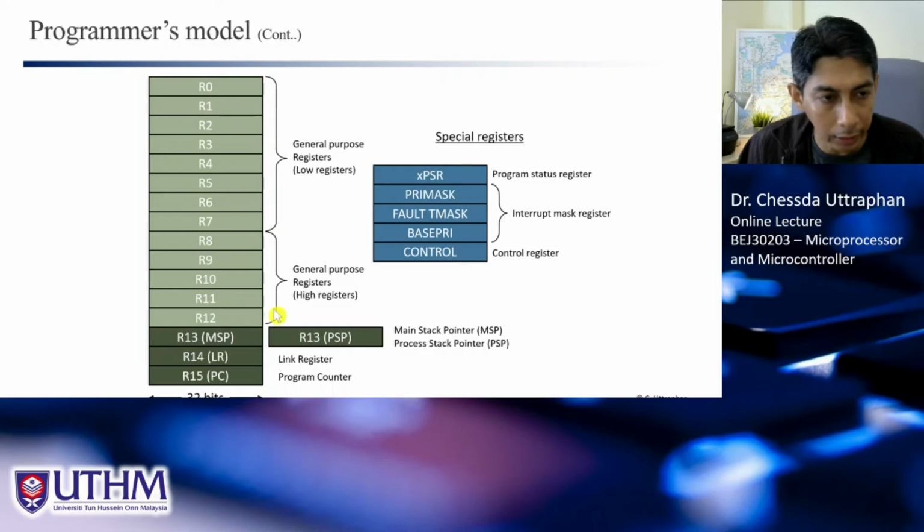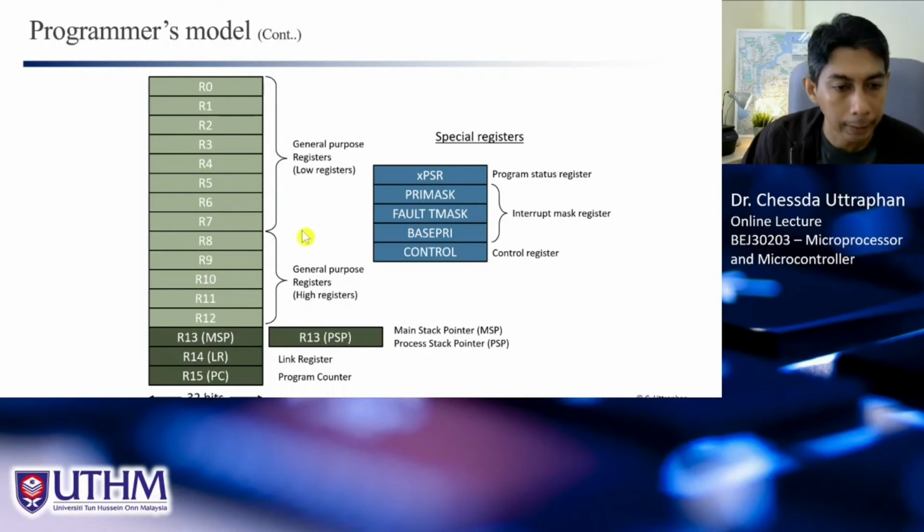When we look at this, from R0 to R12, 13 registers, are what we call the general purpose registers, meaning that we can use them for general data processing. From R0 to R7 we call them low registers, and from R8 to R12 we call them high registers, and all the size is 32-bit.